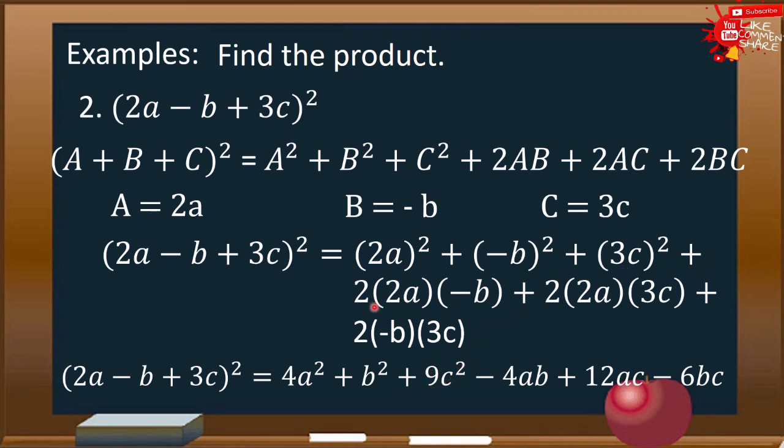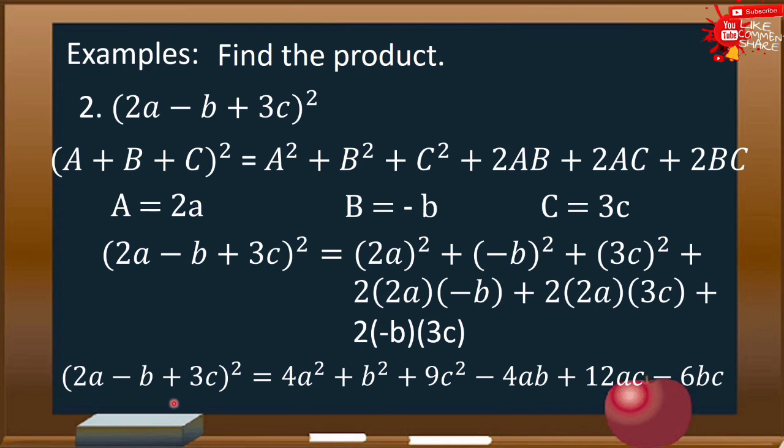Then we have here positive 2a times positive 2, or 2 times 2a is positive 4a. Then positive 4a times negative b is negative 4ab. Then next, positive 2 times positive 2a, so we have positive 4a. Then positive 4a times 3c is positive 12ac. Then next, positive 2 times negative b is negative 2b, times positive 3c is negative 6bc.